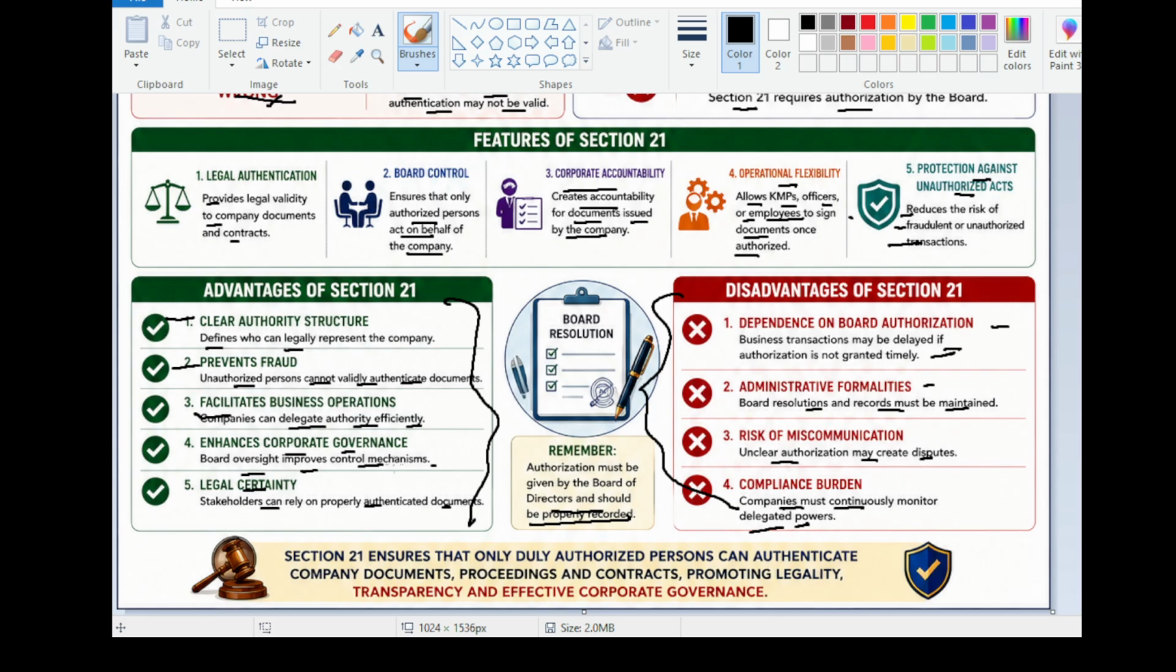The key takeaway of this section is that Section 21 ensures that only duly authorized persons can authenticate a company's documents, proceedings, and contracts, promoting legality, transparency, and effective corporate governance.